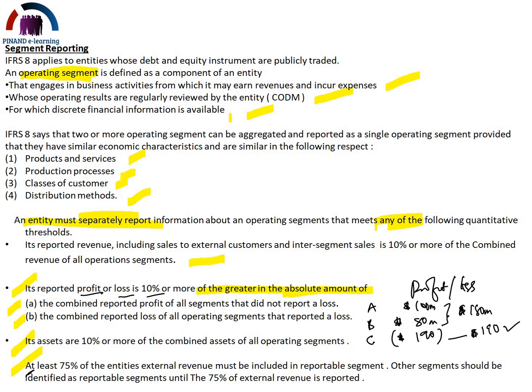If it does not meet 75%, then other segments should be identified as reportable segments until that 75% of external revenue is reported. So automatically, all other branches become reportable segments until it meets that 75% test. Then you will be required to disclose information about those branches. That is what this information means. So you may need basic calculation in your examination.